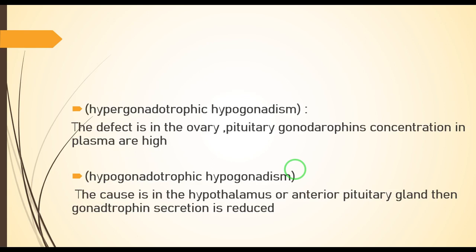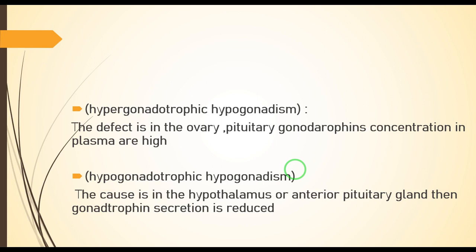The abnormality, depending on the site of the defect, is either in the gonad itself, in the ovary, or in the higher center, which is represented by the pituitary or the hypothalamus. If the defect is in the ovary itself, we call it hypergonadotropic hypogonadism.